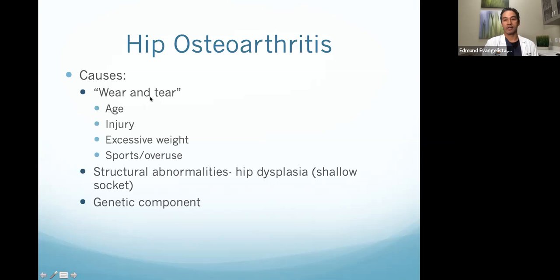The causes, it's typically a wear and tear type condition that can be caused from just normal aging, injuries to the hip joint and the hip cartilage, excessive weight, and sports or overuse can contribute to wear and tear of that articular cartilage. So patients who are involved in a lot of impact running sports, jumping sports can wear down that hip cartilage. Structural abnormalities in the hip, such as hip dysplasia, where you have a shallow hip socket, can predispose you to getting earlier arthritis. And then there are genetic components that can contribute to hip arthritis.